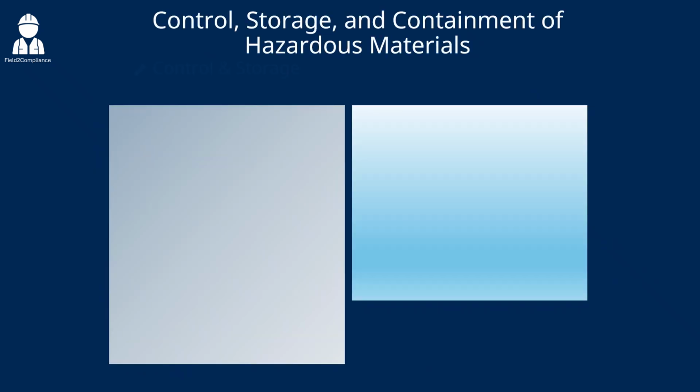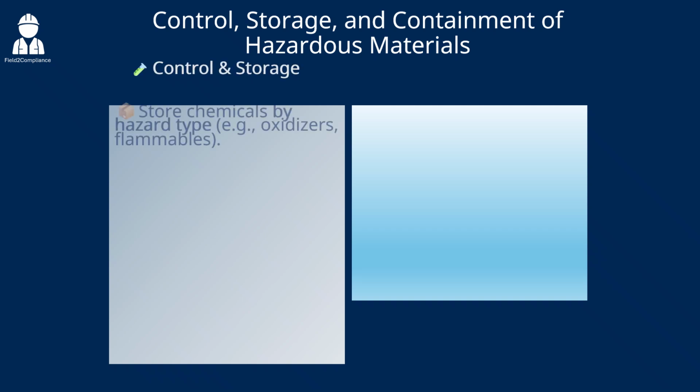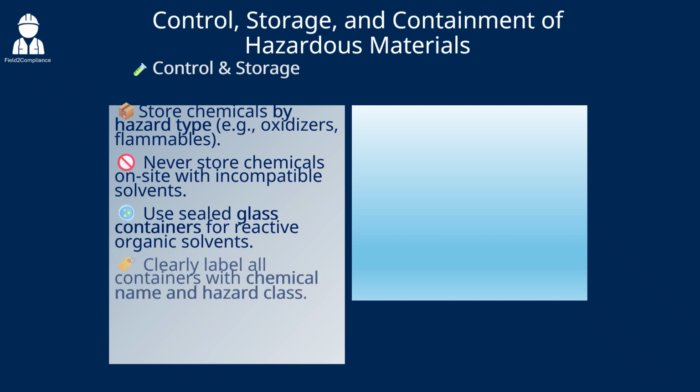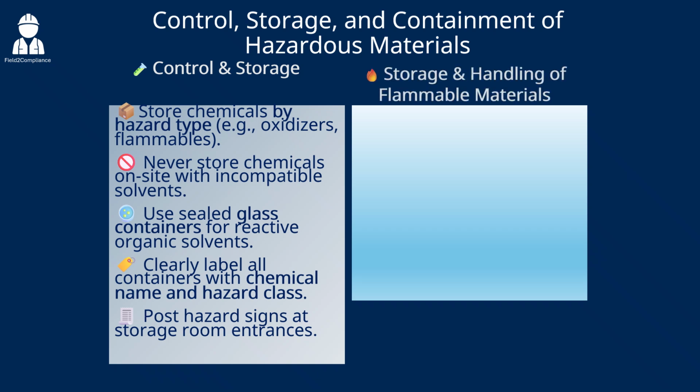When it comes to hazardous materials, storage isn't just about staying organized. It's about preventing fires, spills, and dangerous exposure. Start by storing chemicals by hazard type. Never mix incompatible substances. Use sealed glass containers for reactive organics and label every container with the chemical name and the hazard class.